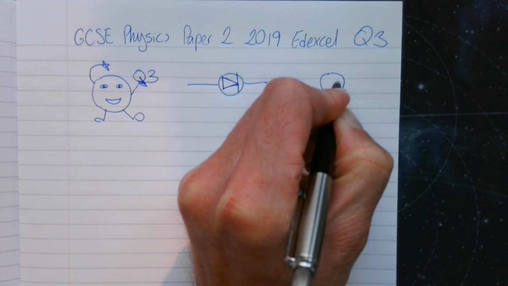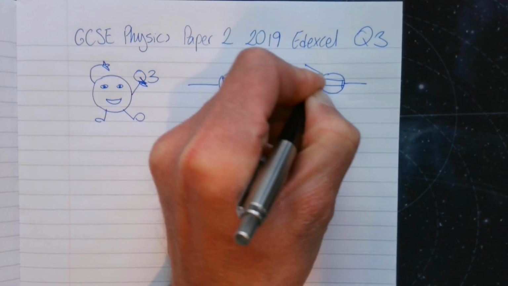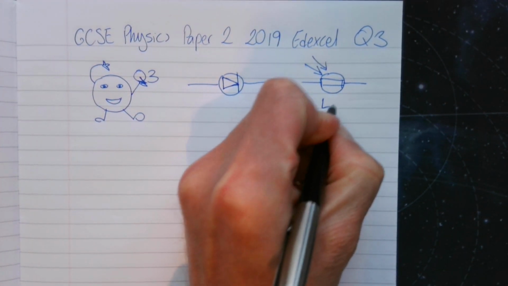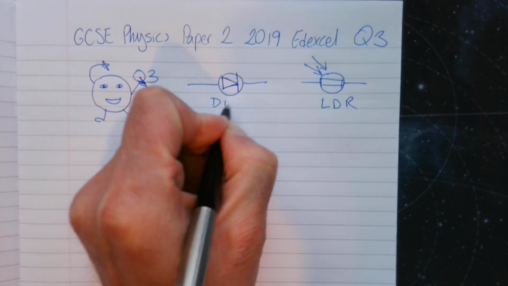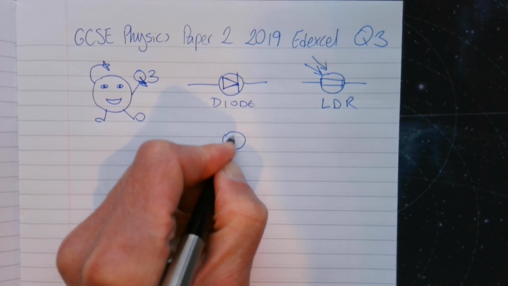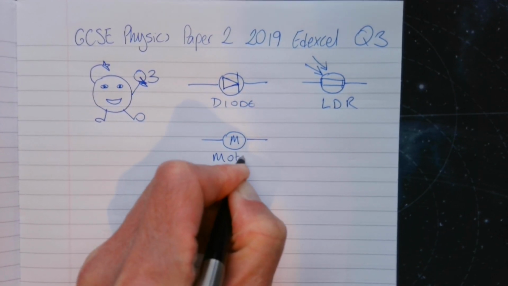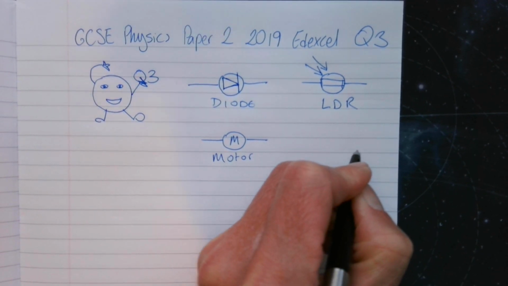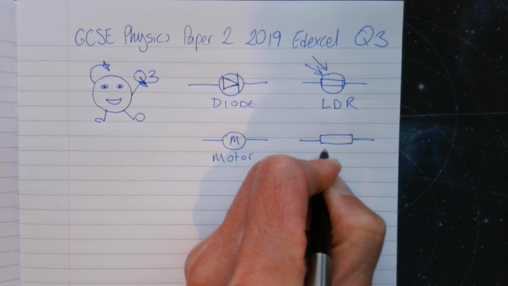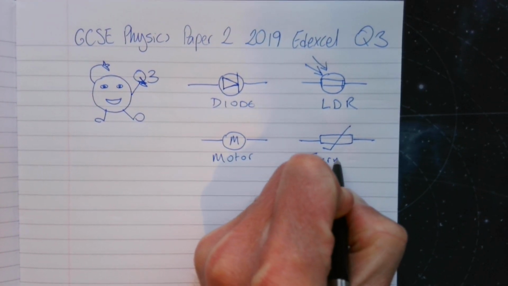If you see this symbol, it's kind of the symbol for a resistor with a circle around. We've got the arrows. The arrows are indicating light. So that is an LDR, a light dependent resistor. We have an M, which stands for motor. And then last but not least, we have another type of resistor, a resistor that responds to changes in temperature, and that is our thermistor.